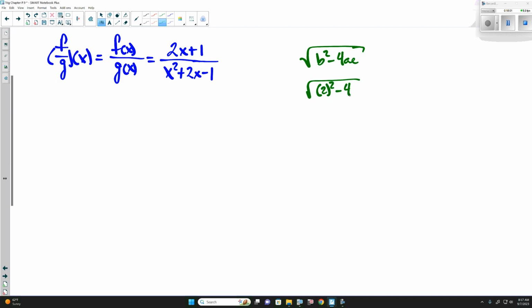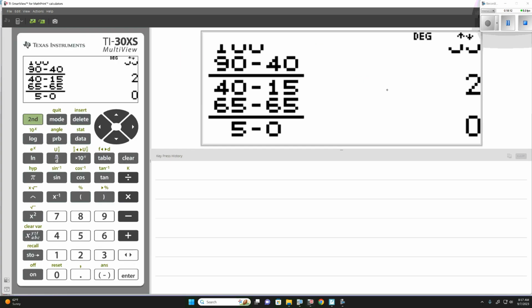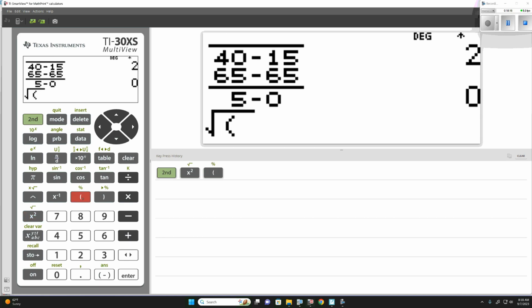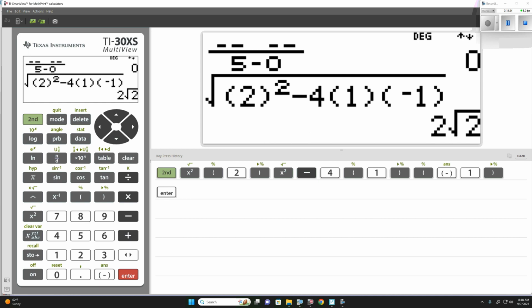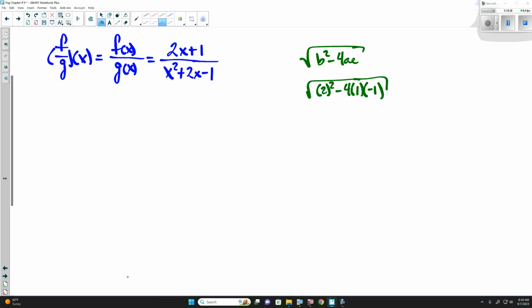So it'd be 2 squared minus 4 times 1 times negative 1. I'll just grab a calculator and see. Let it load. Square root, 2 squared minus 4 times 1 times negative 1 gives us square root of 2. So there are real solutions. There's 2 of them. But are they rational? No, they're irrational, which tells me one thing for certain, that x squared plus 2x minus 1 does have 2 real solutions.